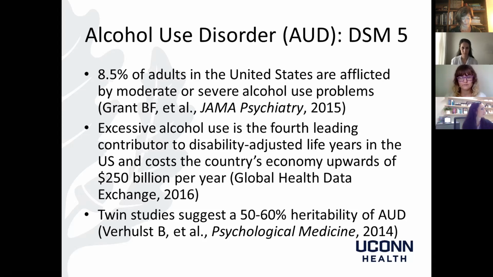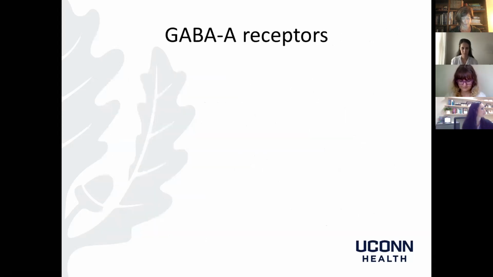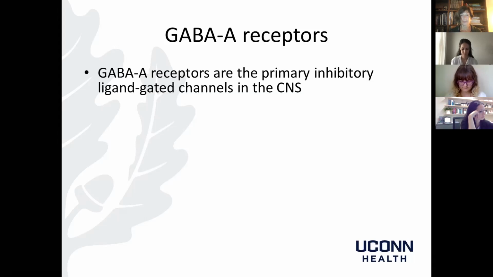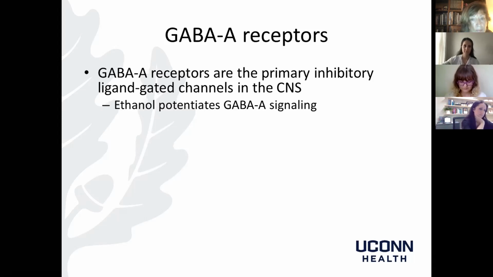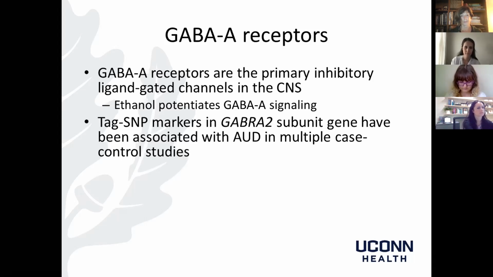Twin studies suggest a 50 to 60% heritability of alcohol use disorder. And one of the genes or sets of genes involved in genetic predisposition to alcohol use disorder belong in the GABA-A receptor subunit gene family. GABA-A receptors are the primary inhibitory ligand-gated ion channels in the central nervous system, and it's been shown that ethanol potentiates GABA-A mediated signaling.